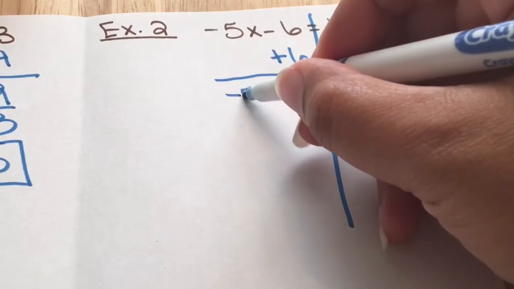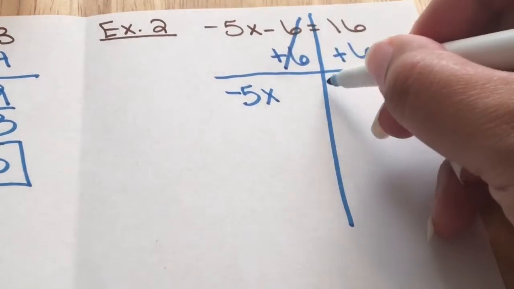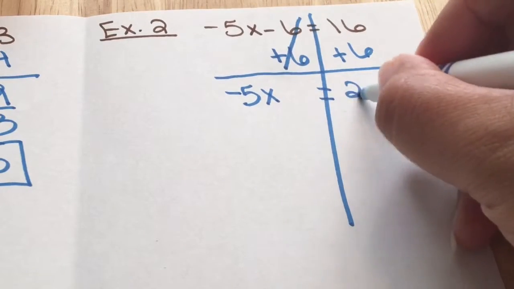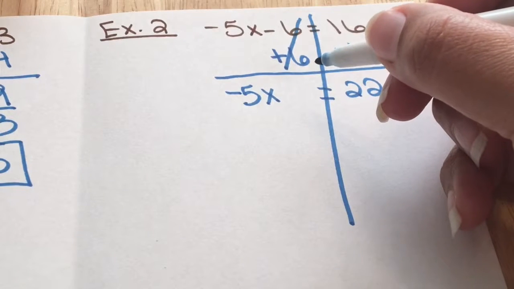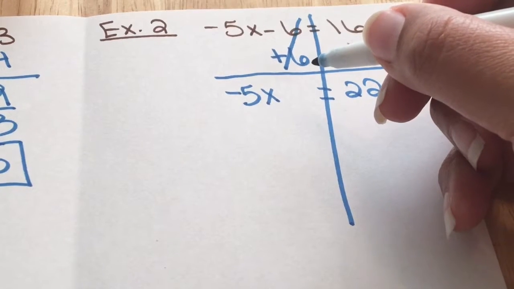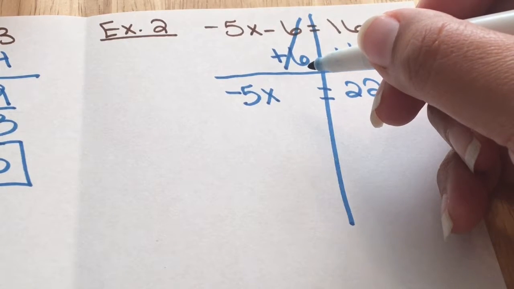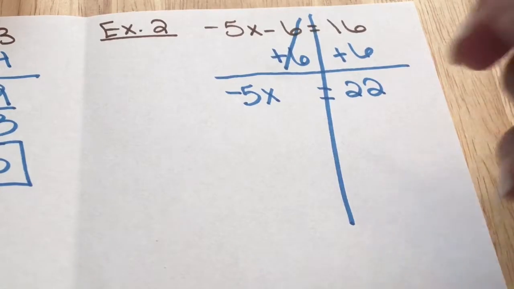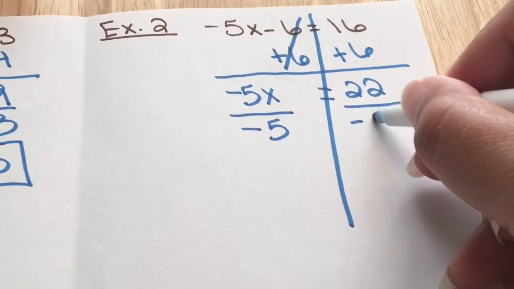So negative 5x is going to come down. Nothing happened to that. Negative 6 and a positive 6 is 0. And 16 plus 6 is going to be 22. So the next thing we're going to do is, well, there are no like terms, so we skip step 5. And again, step 6 tells us multiply or divide to solve for the variable using the multiplication principle. So this becomes an equation that we saw when we were working with the multiplication principle. And all I'm going to do is go ahead and divide both sides by a negative 5.